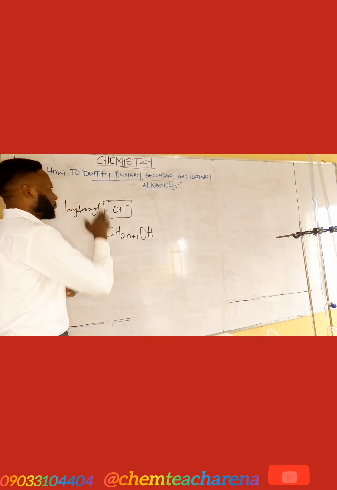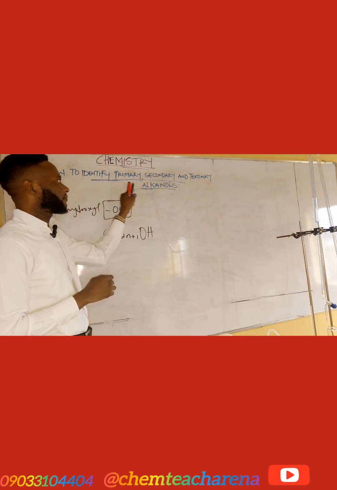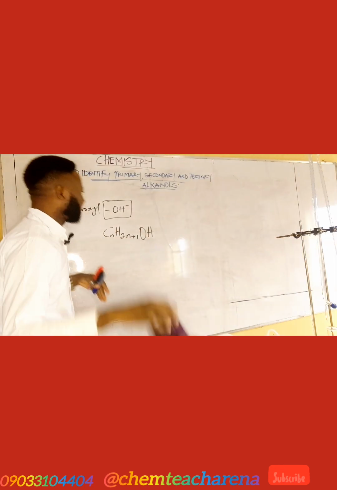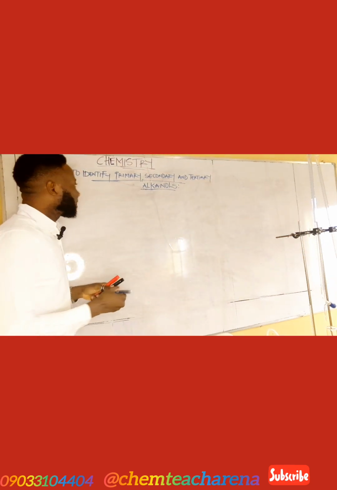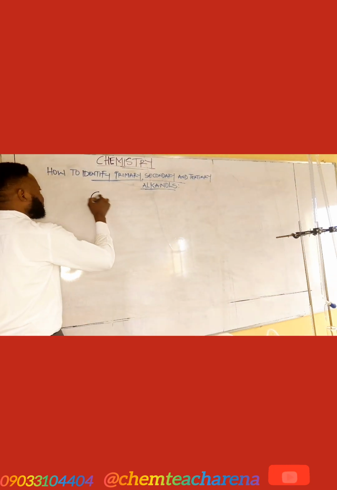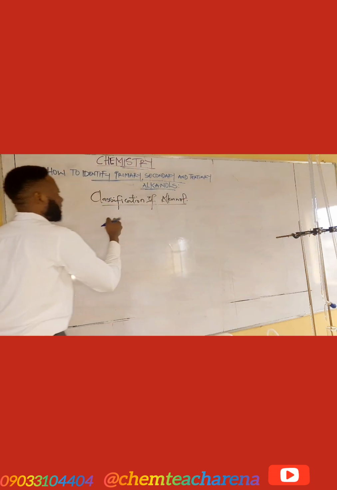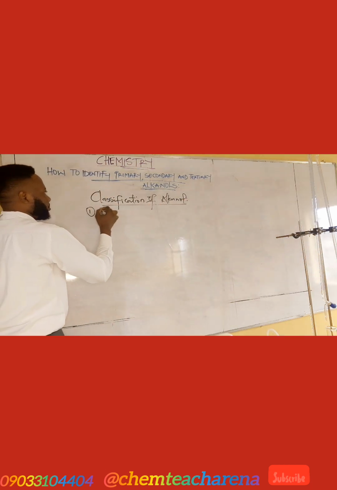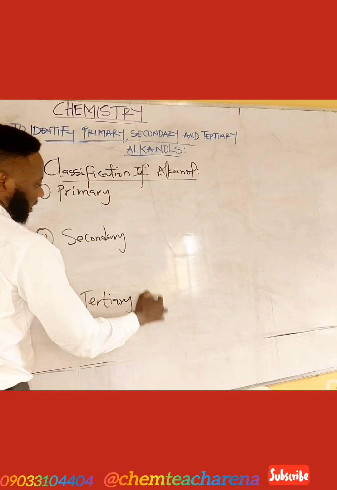functional group. Now, let's look at the classes of alkanol before we start identifying which one is this and which one is that. So now, classification of alkanol. Alkanols are classified into three: we have the primary alkanol, secondary alkanol, and tertiary alkanol.